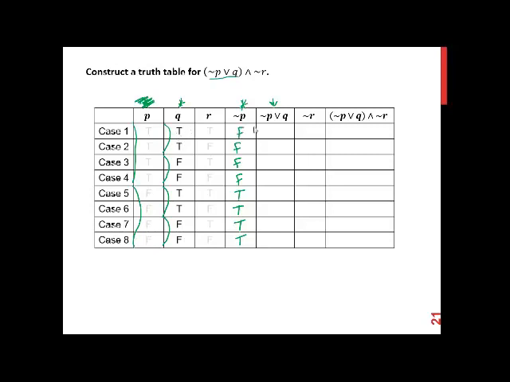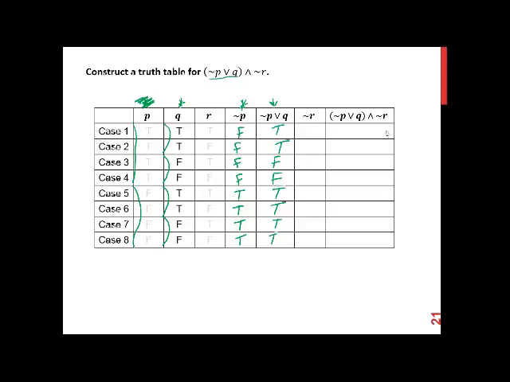So we got true, false, that's true. True, false, that's true. False, false, that's false. False, false, that's false. And then all the rest of these have a true in them. True, true, true, true, true, true, false, true is true, false, true is true. Alright, now we have our not P or Q.